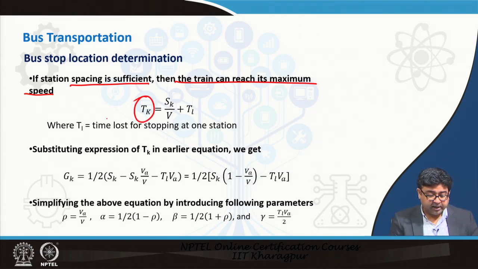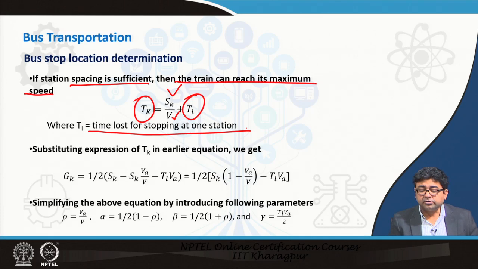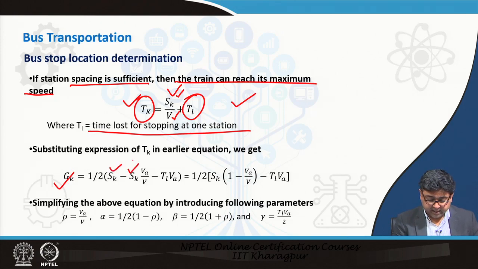So, if Tk is the time taken to travel between the spacing Sk with V as the speed, there is always a TL associated with it, which is the time lost for stopping at one station. If you write Tk in terms of spacing Sk and substitute this equation in the previous equation, what we get is Gk in terms of Sk, with Va by V, where Va is the access speed and V is the speed on the transit line, travel time lost and access speed.